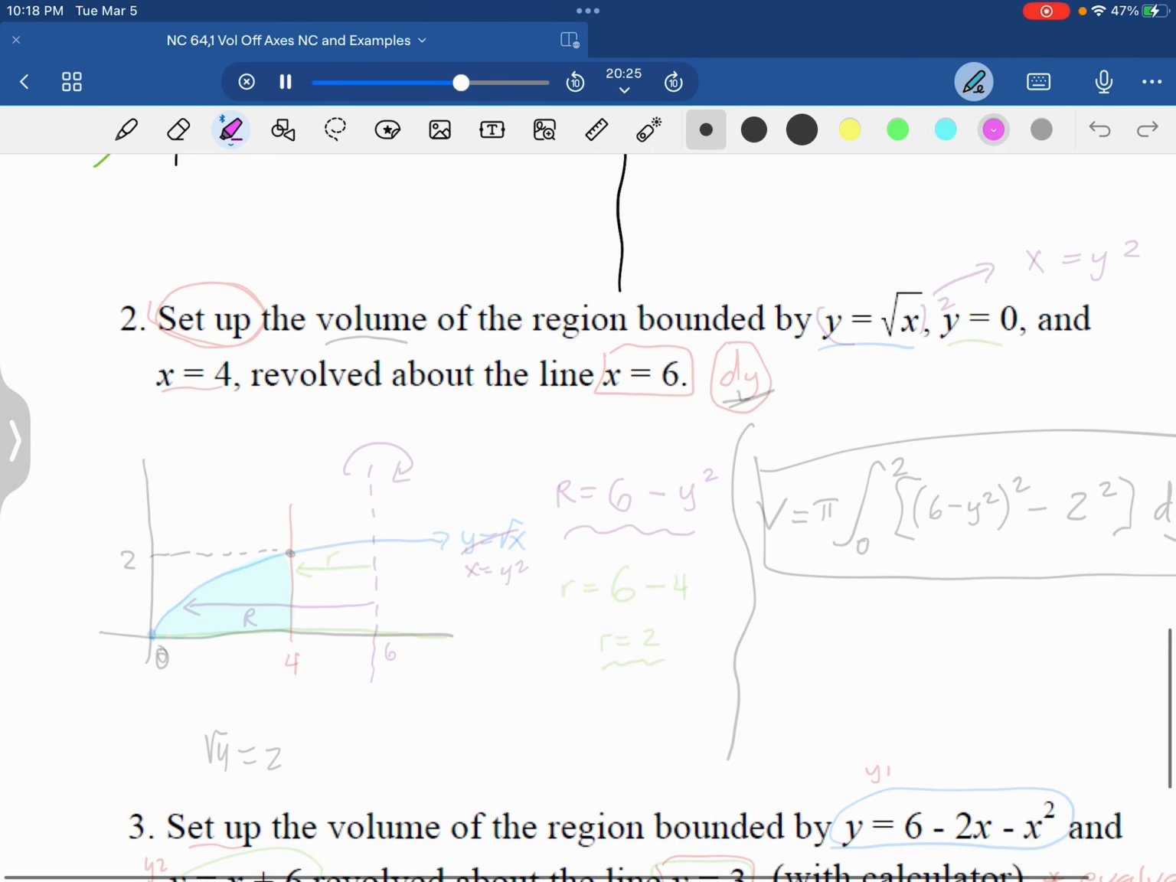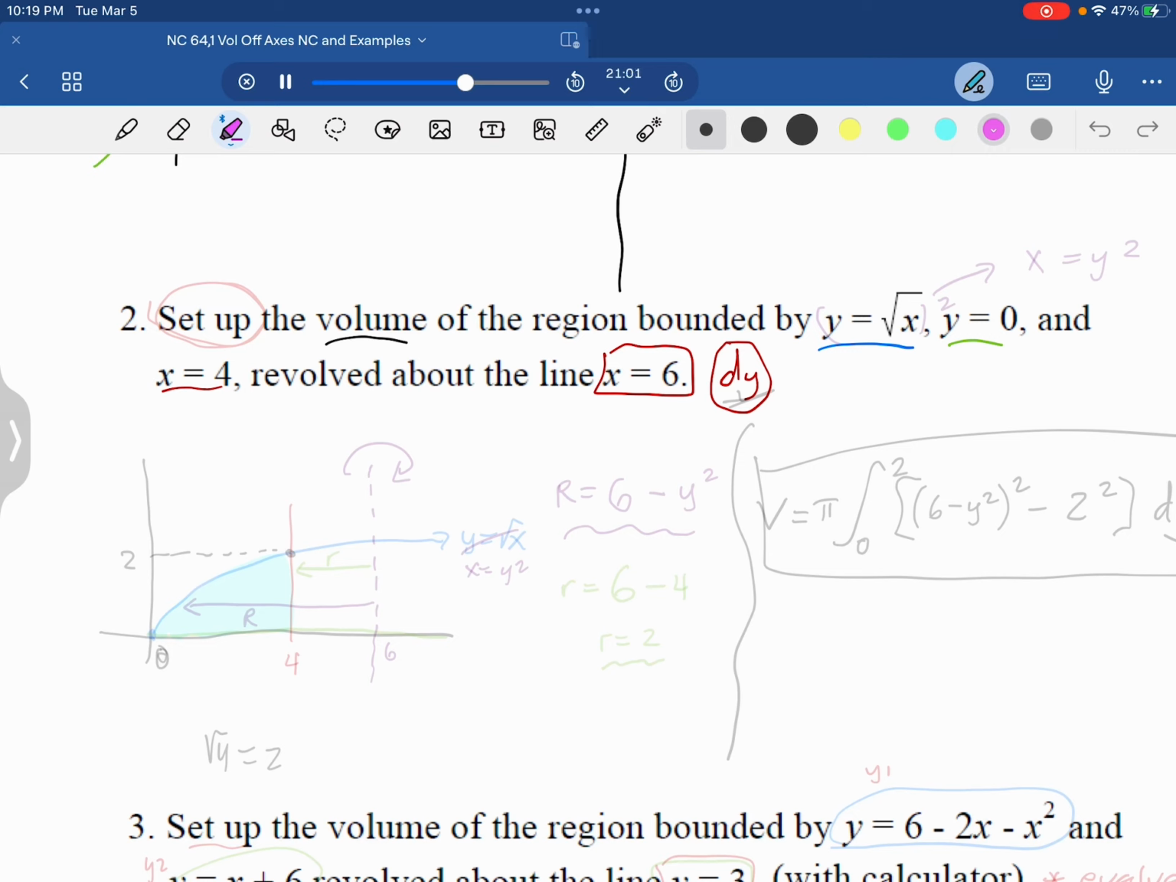So on the front side, we tried a vertical one, number 2, where the axis was to the left of the area. The next example is going to be one where the axis is on the right side of the area. So let's try that one real fast. We're looking for the volume of the region bounded by y equals root x, y equals 0, and x equals 4, going around the line x equals 6, which to clarify is a vertical line, so this is dy.